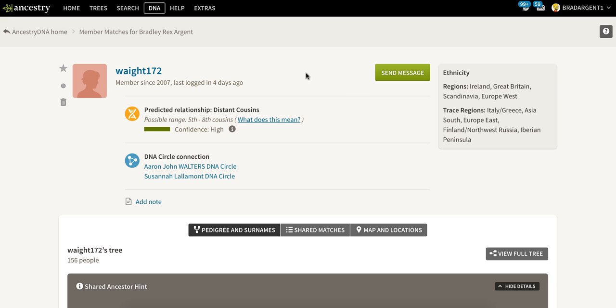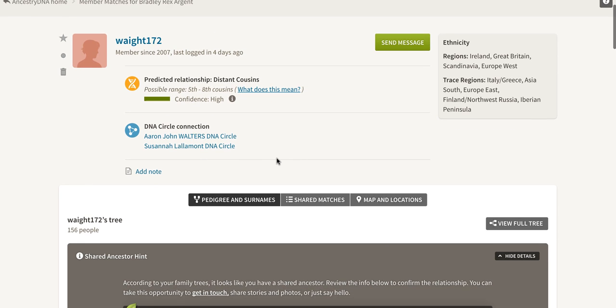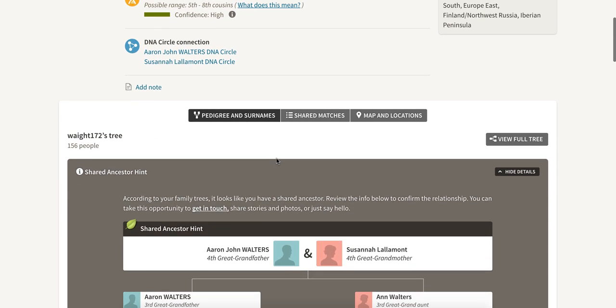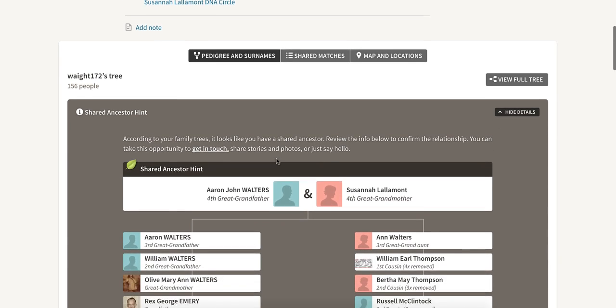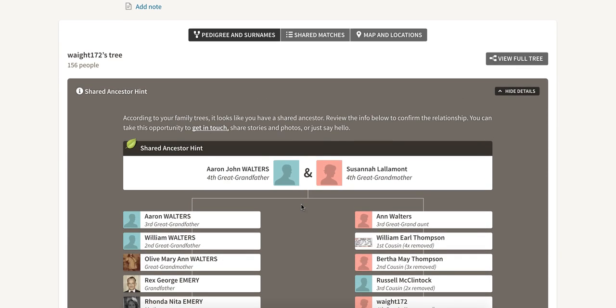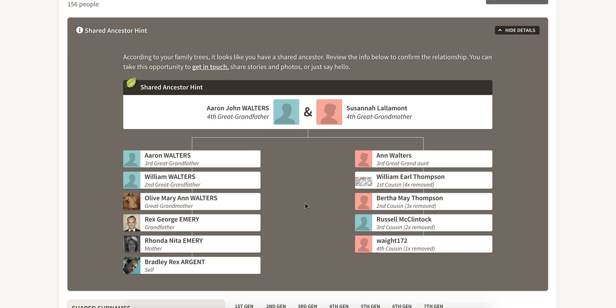So you can see we're getting quite a bit of information here. You get the person's username, the ability to send them a message and reach out and say, hey, we're connected. We've got DNA circles. And the best way to think of DNA circles, if you have them, is they're kind of like hints within the DNA process. But the beauty of this part comes down here to where you see your shared ancestor hint in its full detail. So here I've got this connection.